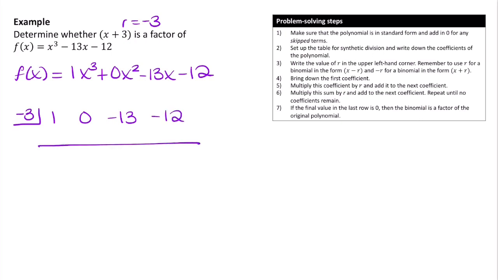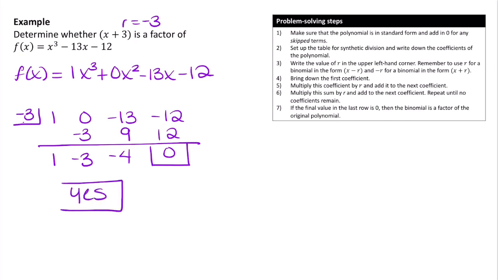So I'm going to go ahead and bring down 1. 1 times -3 is -3. 0 plus -3 is -3. -3 times -3 is 9. -13 plus 9 is -4. -3 times -4 is positive 12, so -12 plus 12 is going to be 0. So yes, x plus 3 is a factor of x cubed minus 13x minus 12.